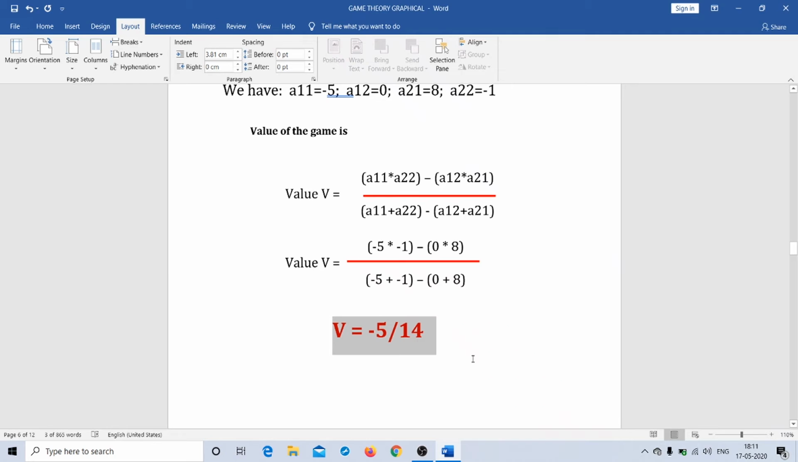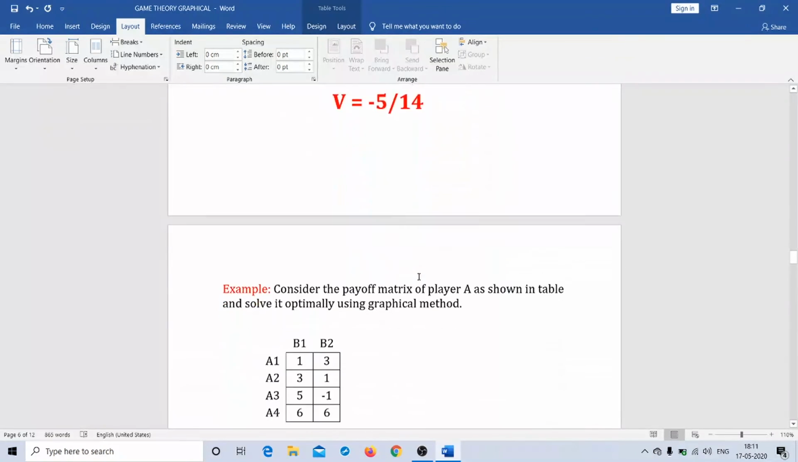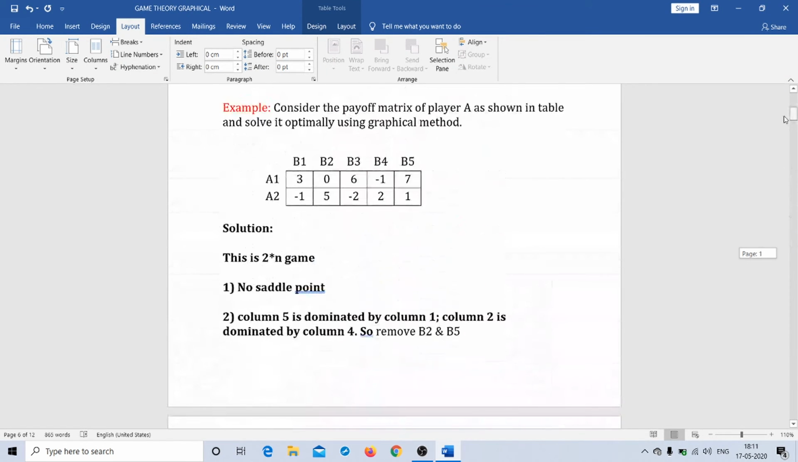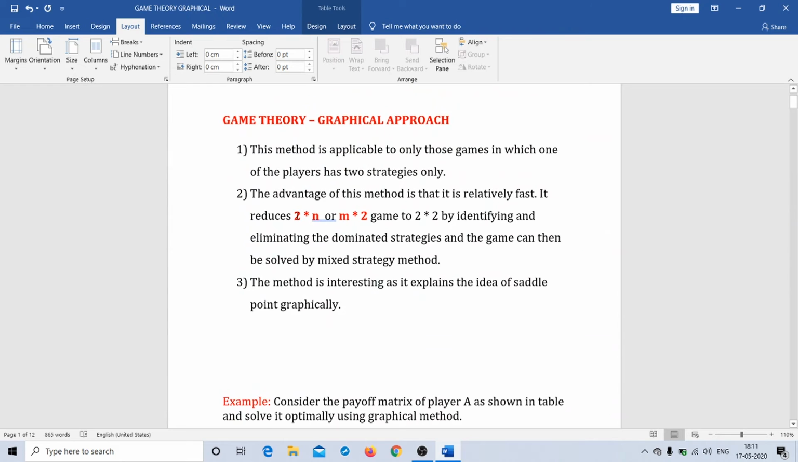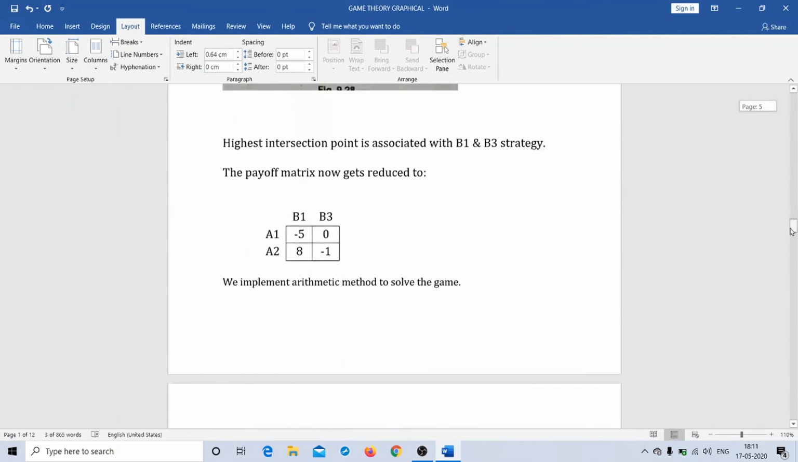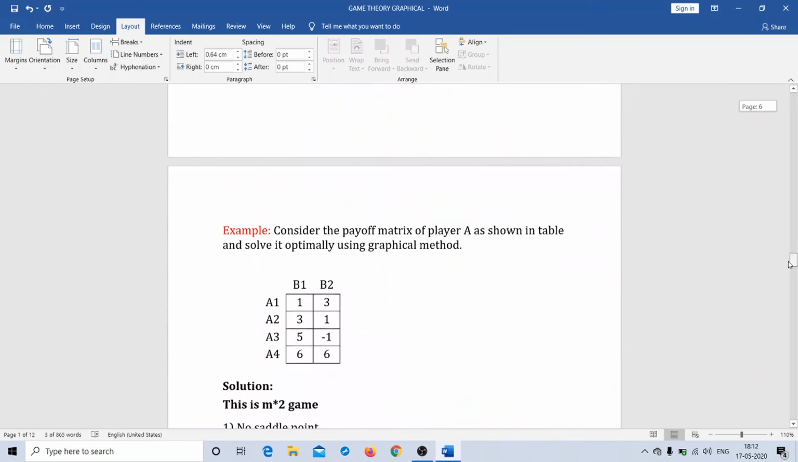Now let us look into the last aspect of it, right? I'll just cover it in one video because not much explanation is required. The next type of problem statement in the graphical approach is m cross 2. That's what we have seen in the original introduction, that 2 cross n or m cross 2. So when you say 2 cross n, player B has got more strategies, and when you say m cross 2, player A has got more strategies. So let us look at that particular type of problem.